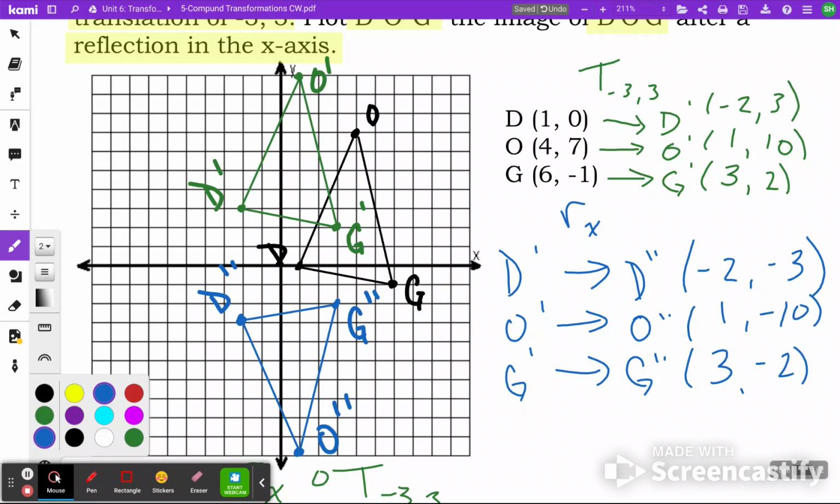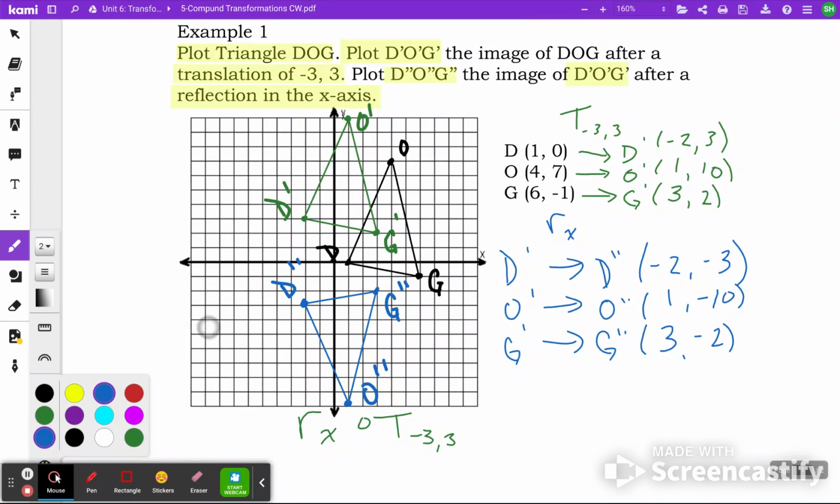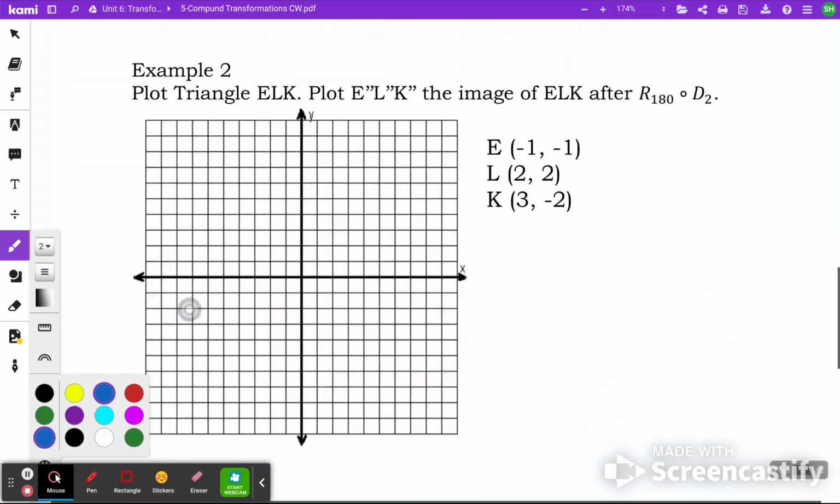And so from the black picture to the blue picture, that is the compound transformation. However, this one asked us to show that middle step of work, so I also have DOG prime. Right, we are going to look at the last example. If you feel like you need to look at this one again, though, go ahead, rewind, and then take a look at this one afterwards.